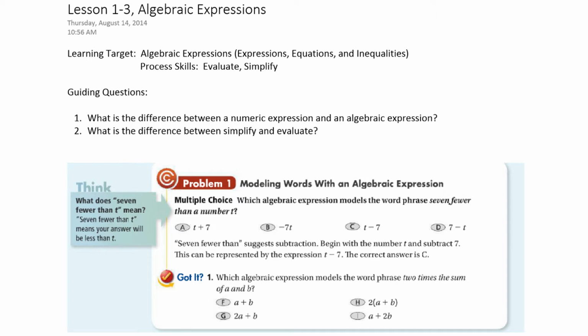7 fewer than. 7 fewer than a number t. The key word there is than. Fewer than means I've taken that away from something that's already there. So 7 fewer than means I would have t minus 7. Again, look over here at this think box. It helps you to clue in on what is important. Now I'd like for you to do the Got It Problem 1.